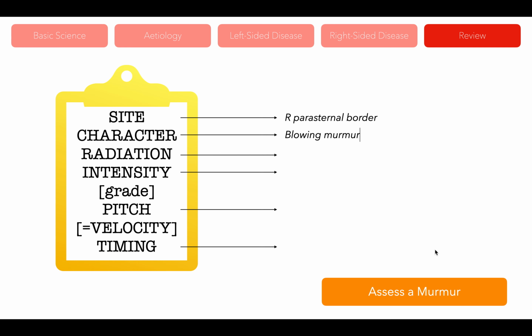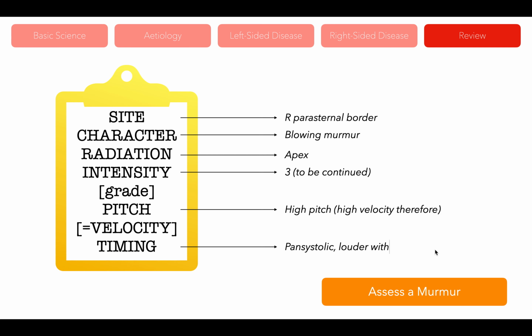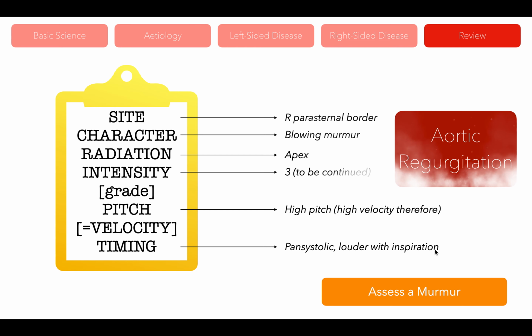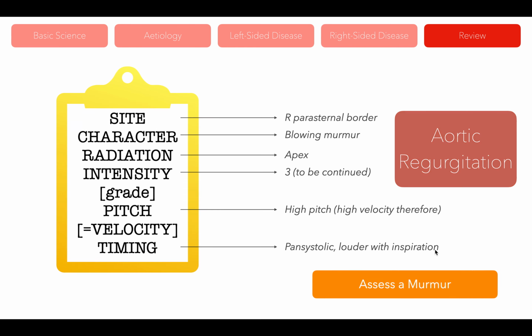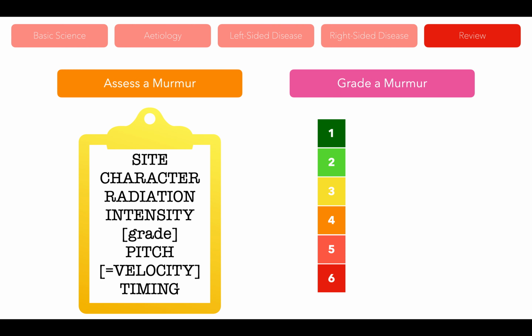The character is a blowing murmur. The radiation is to the apex. The intensity is a 3. Now we're going to talk about grading a murmur as intensity soon, so don't worry about that. The pitch is a high pitch, which means it's high velocity. And the timing is pansystolic. That's louder with inspiration. So pause the video. What is it? The answer is aortic regurgitation. And so I have described a murmur without you listening to it, and you can figure out what it is if you follow the video so far.